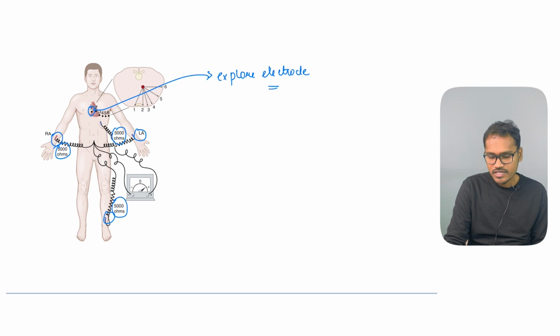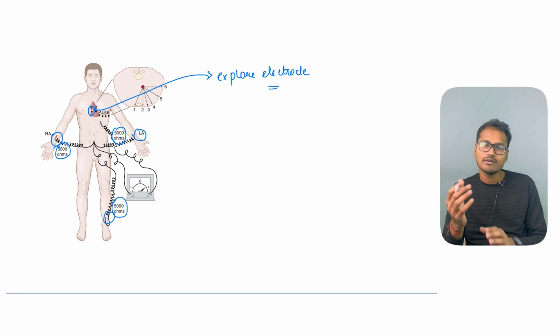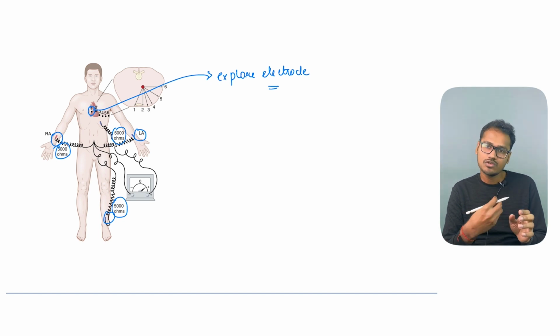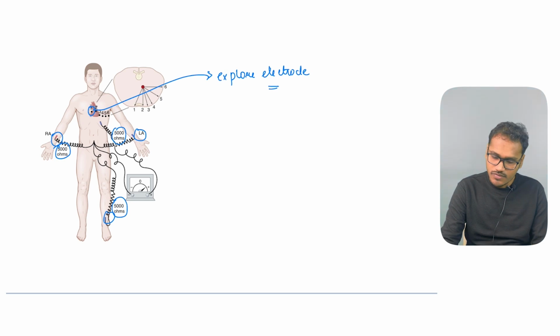Because we cannot record a potential difference without another electrode, this setup is made in such a way that the exploring electrode will explore, while the other will be attached just to give a reference, acting as a zero potential, we can say. So these are the exploring electrodes.